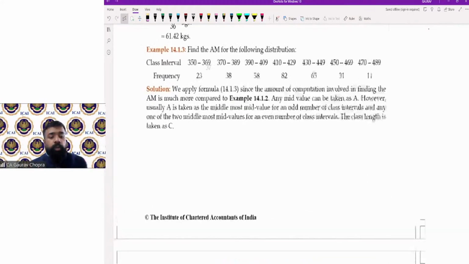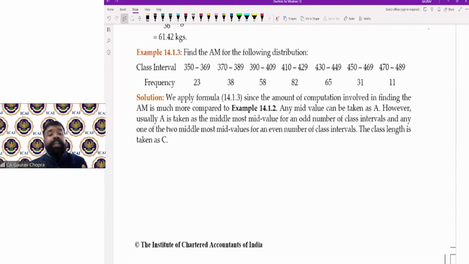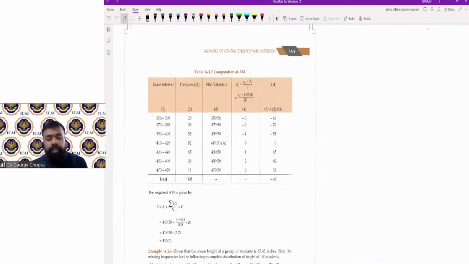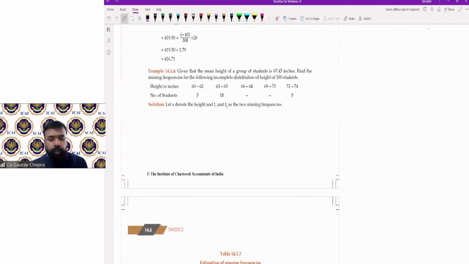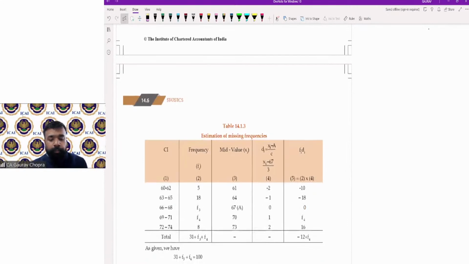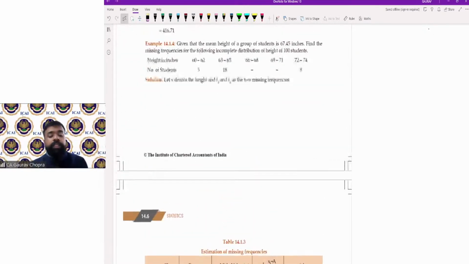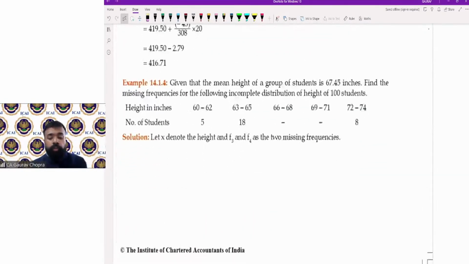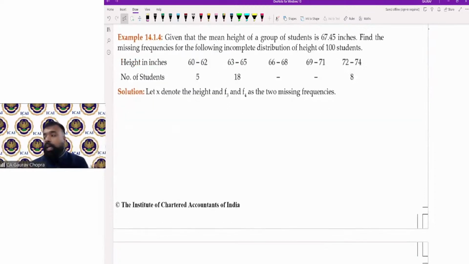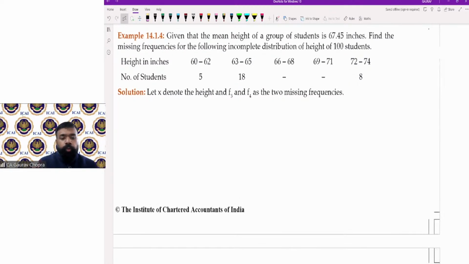So now 14.1.3, it is again a similar question. So what we have done above, first step is to calculate the mid value, apply the formula and get your results. Okay. Now, in case of missing figures, what do you have to do? So let us try this fourth one.